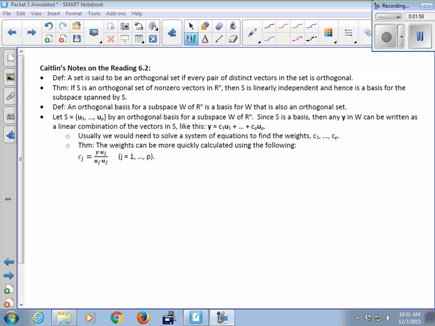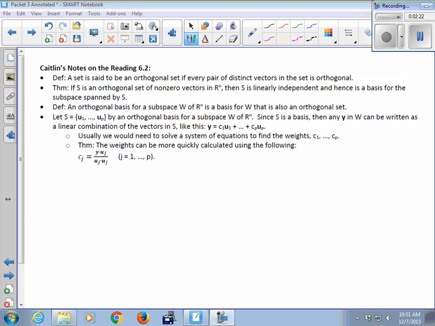Another definition: an orthogonal basis is a basis that is also an orthogonal set. So you all know what a basis is already. It's just a linearly independent set that spans the space. So it's a linearly independent spanning set, and it's an orthogonal set. We call that an orthogonal basis.